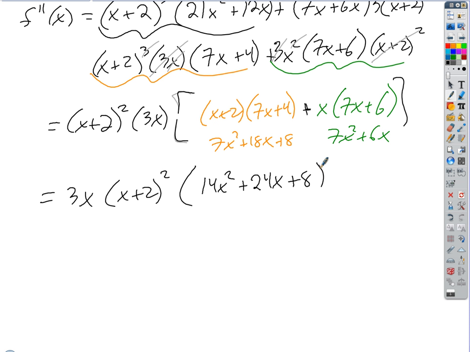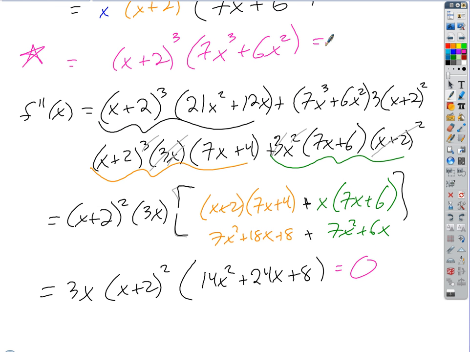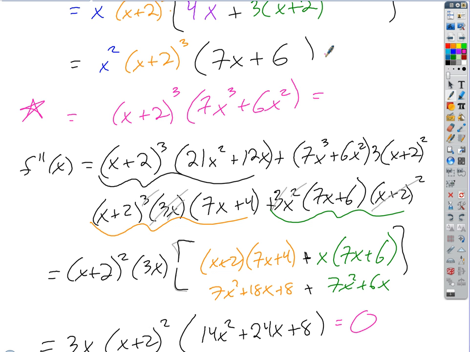Wait, what happened to the one? I'm just adding those up. Okay. And so now we've got these in positions where we can set them equal to 0 for both derivatives. Actually, right here is where we want to set it equal to 0, right? And we already did that, found our 3 first derivative critical numbers.